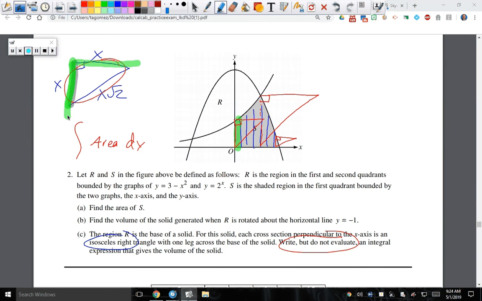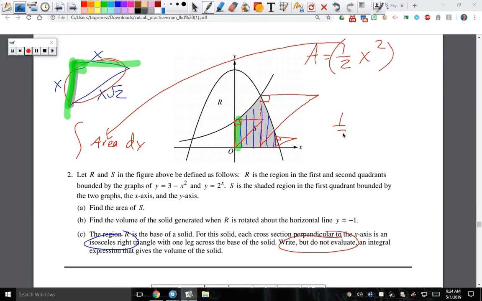Okay? So base times height, they're always perpendicular. 1/2 times base times height. This is the area. This equation is what's going to go here. We take the constant multiple of 1/2 out. So all we need to come up with is something that represents x.